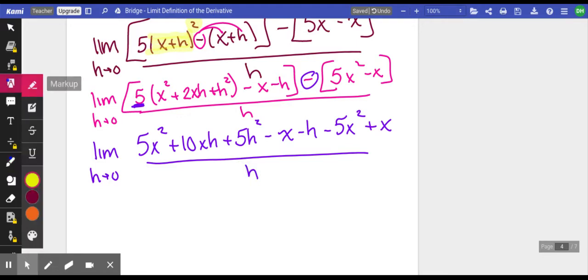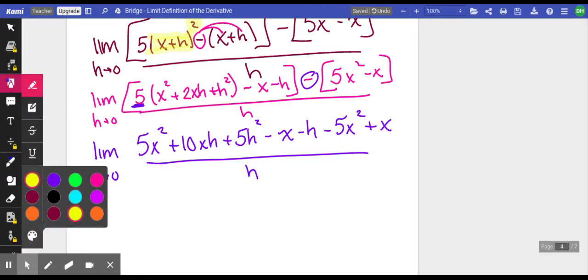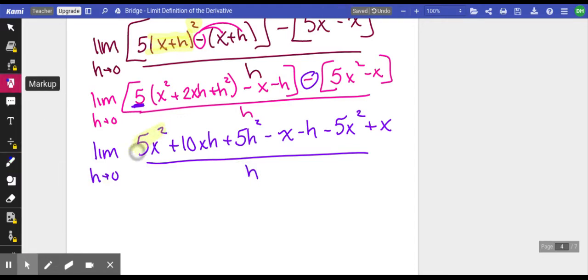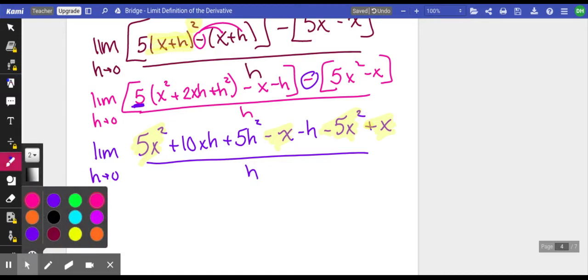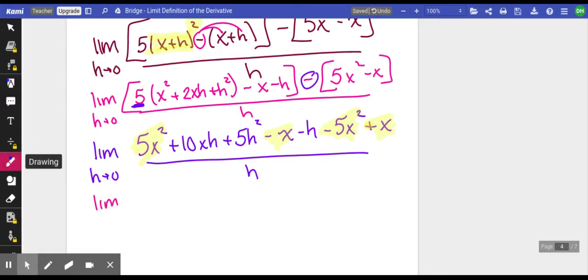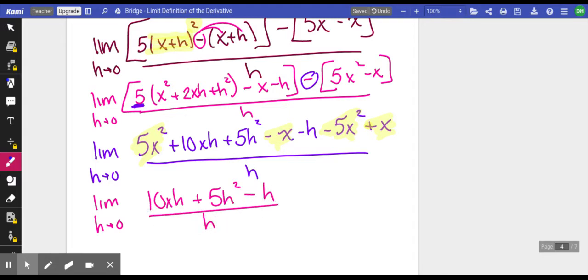Okay, now we'll look for the test. Do things start to cancel? Let's see. I have a positive 5x squared and a negative 5x squared. Positive x and negative x. And that looks like it. But something canceled, so I'm feeling good about it. So I have the limit as h approaches 0. I'm left with 10xh plus 5h squared minus h all over h.